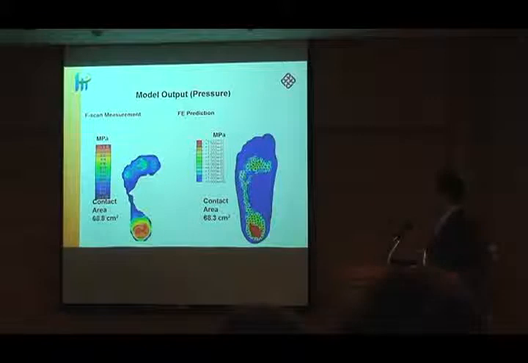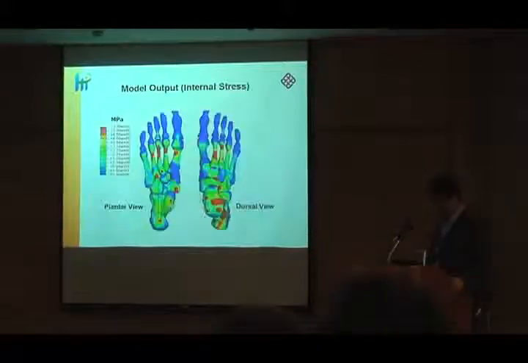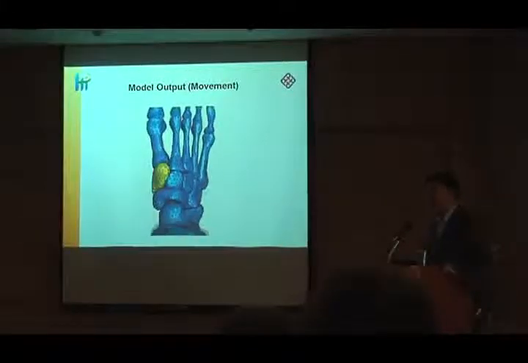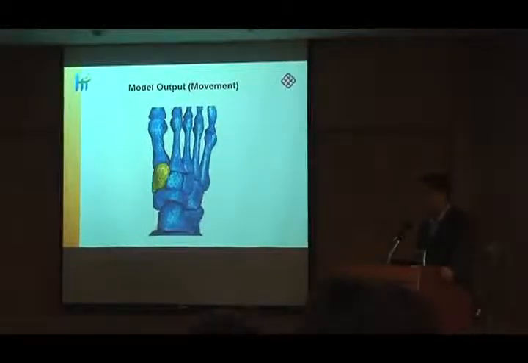So this shows the F-scale measurement from our experiment study. This is a FE prediction. So you can see the pattern would be acceptable. The stress on bone, the relative movement. I think the relative movement of bone also is useful information for some treatment.